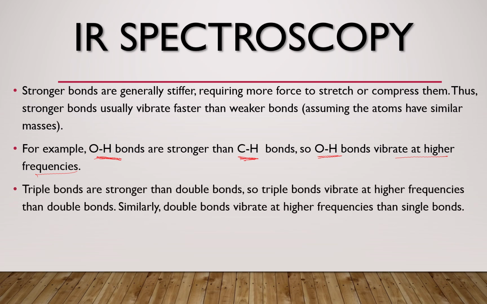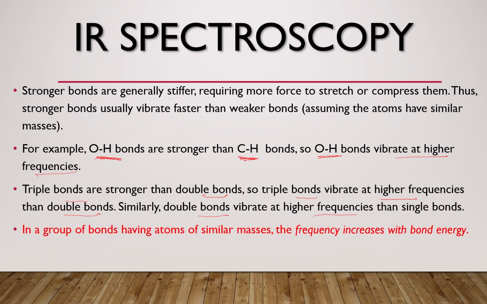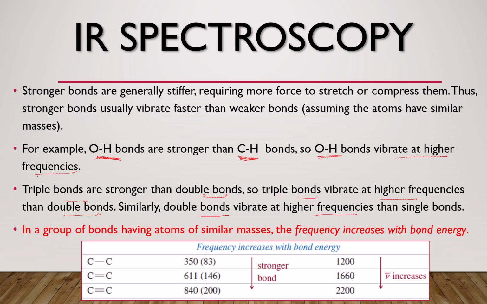Similarly, triple bonds are stronger than double bonds. So a triple bond will vibrate at higher frequency compared to double bonds, and double bonds vibrate at higher frequency than single bonds. So in a group of bonds having atoms of similar masses, the frequency increases with bond energy.